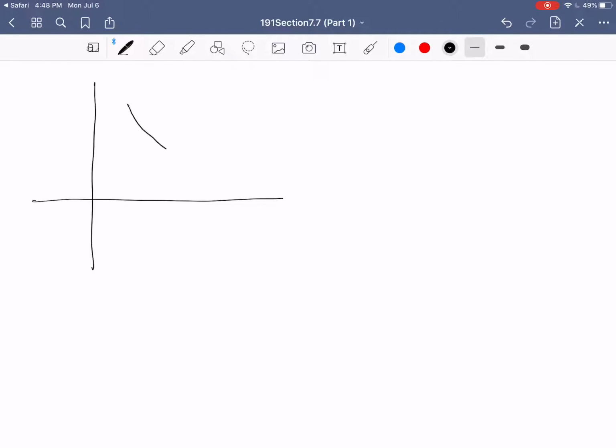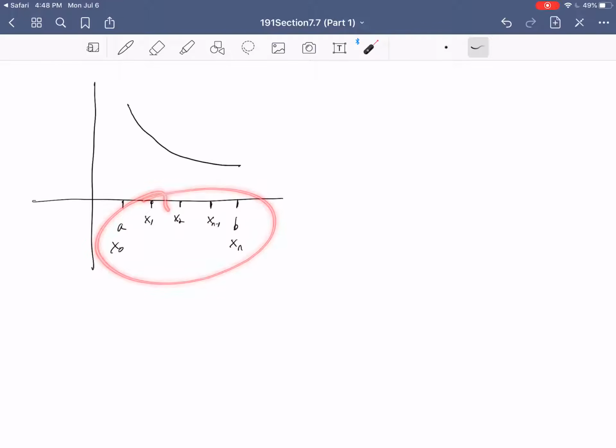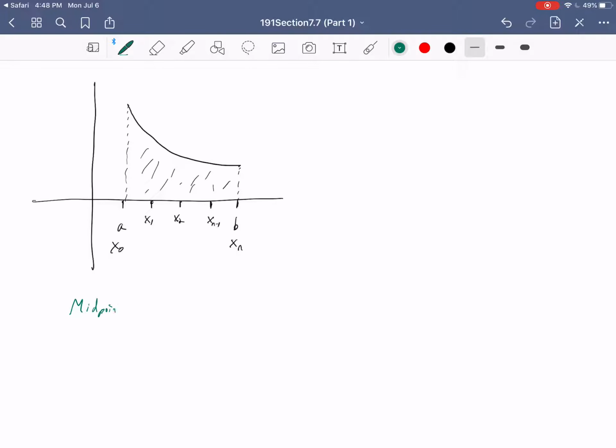Okay. So again, just an arbitrary function. It doesn't matter what the function looks like, but we're just using this one. So we're cutting it up into some pieces here, like that. Same sort of notation. This would be x_{n-1}. This would be x_n, because again, it could be an arbitrary amount in there. And our goal is to approximate this area in here. Okay. So now we're going to do a midpoint approximation.